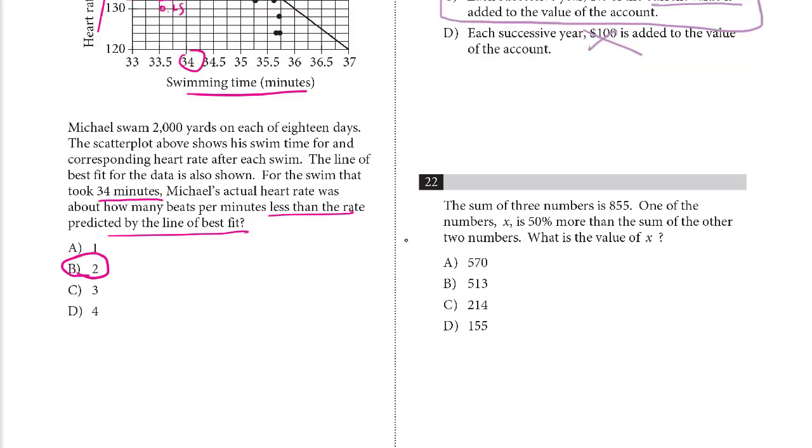The sum of 3 numbers is 855. One of the numbers, x, is 50% more. So x equals 50% more. Well, that's really 100% plus 50%, which in a decimal equivalent is 1.5 times, or 50% more than the sum of the other 2 numbers. So x equals 1.5 times s. We'll call s the sum of the other 2 numbers. Okay? What is the value of x?